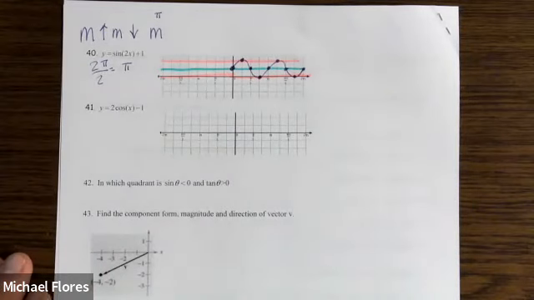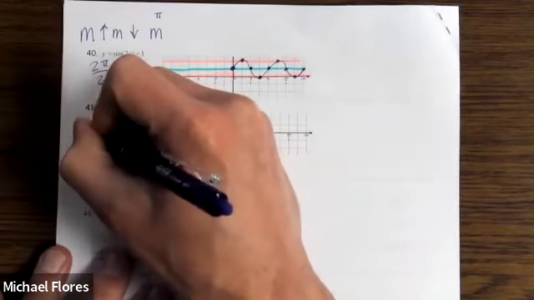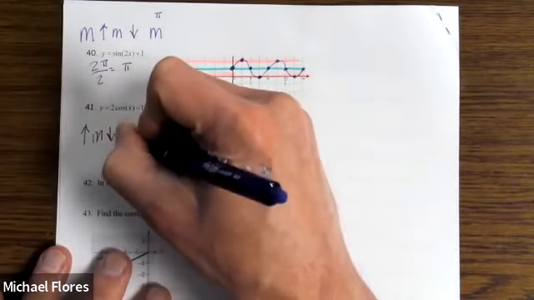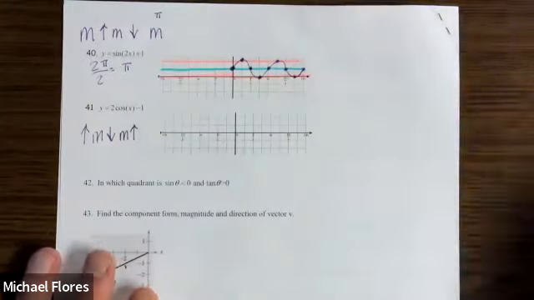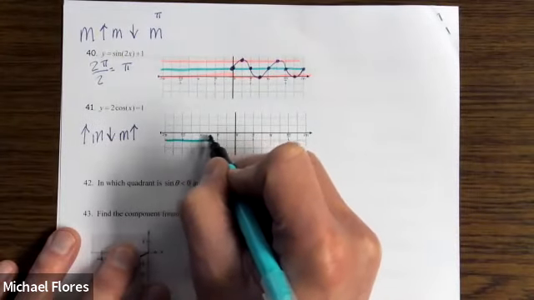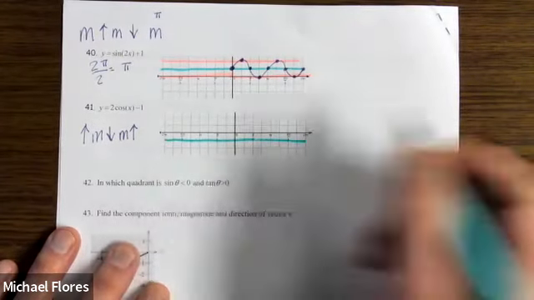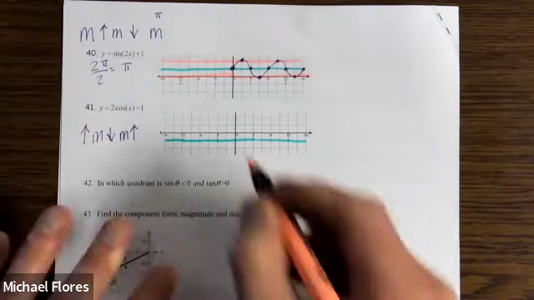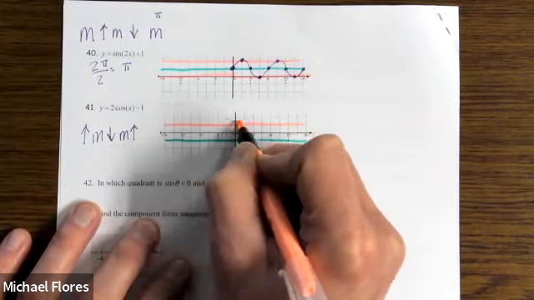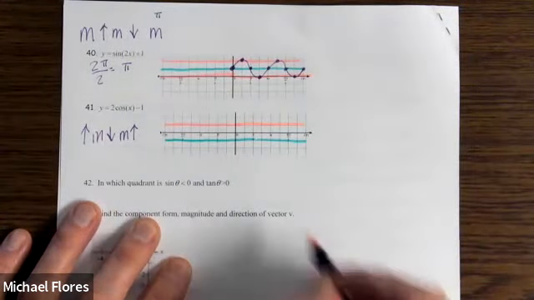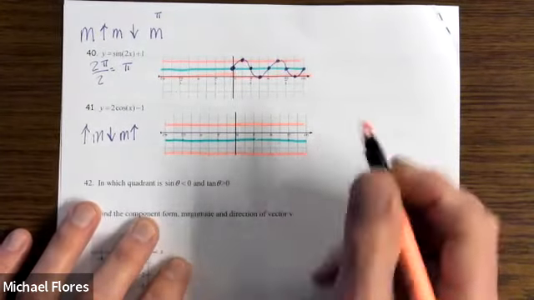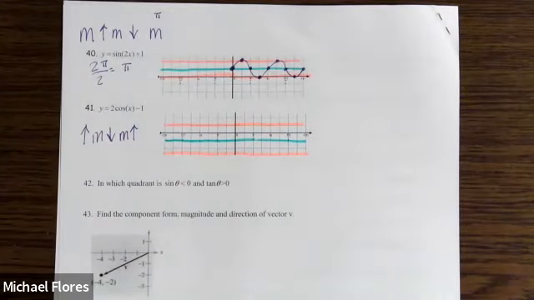41, 2 times cosine of x minus 1. Here's the pattern. Up, middle, down, middle, up. We have a vertical shift down 1. That's our midline. Amplitude of 2, so we're going to go 2 boxes up. Graph the top bumper. 2 boxes down from the midline. Graph the bottom bumper.